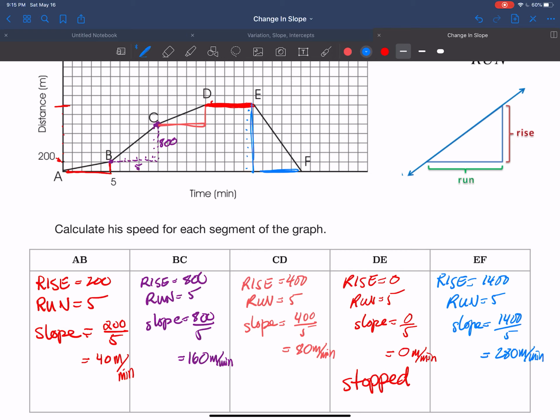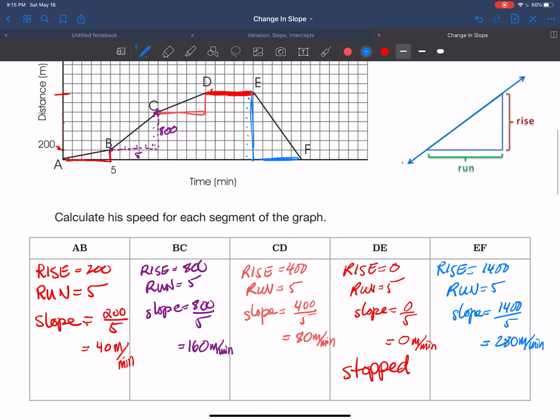Now this may not be realistic for a run. I don't actually know, but that's the speed that he is running during those different times. So that's how we calculate the slope, rise over run.